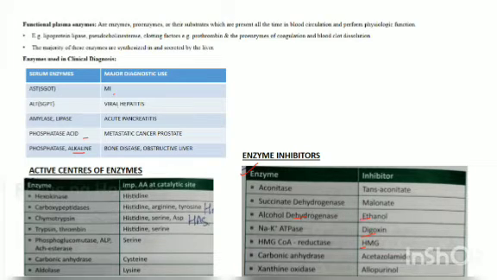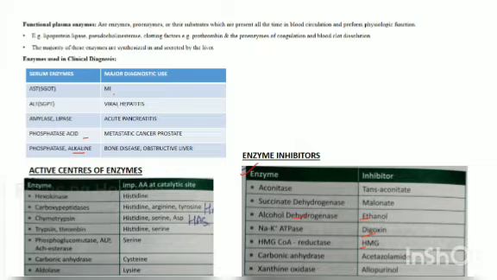So this is the list of different enzymes which help in clinical diagnosis. SGOT is associated with the diagnosis of myocardial infarction. SGPT is associated with viral hepatitis. Amylase and lipase are associated with acute pancreatitis. Acid phosphatase is associated with metastatic cancer of prostate. Alkaline phosphatase is associated with bone disease and obstructive liver disease.